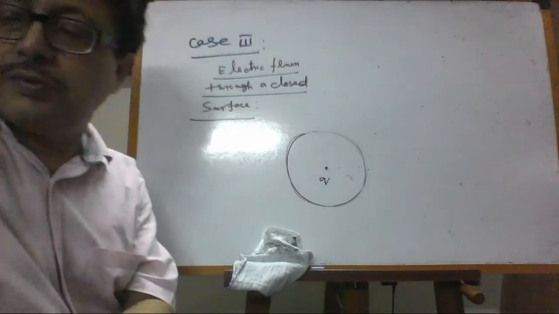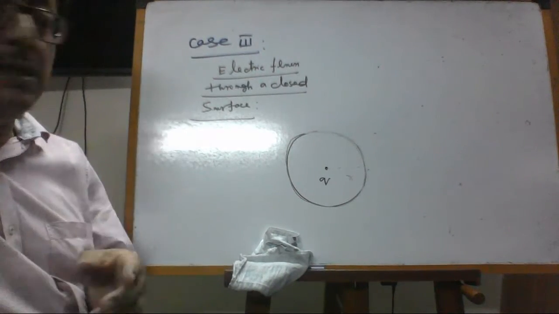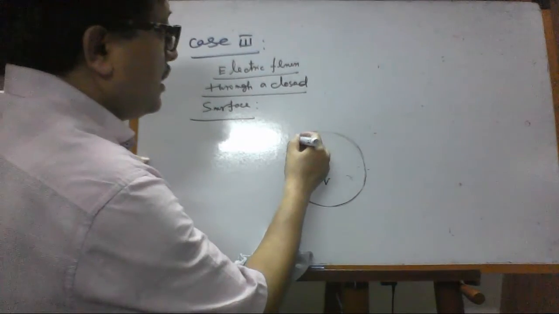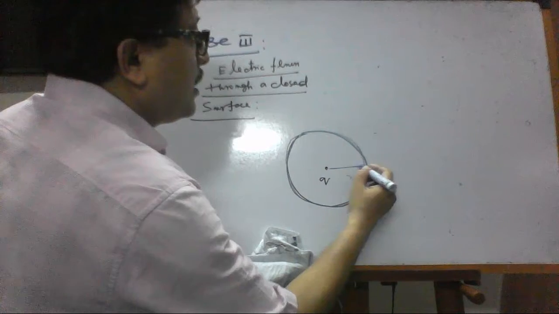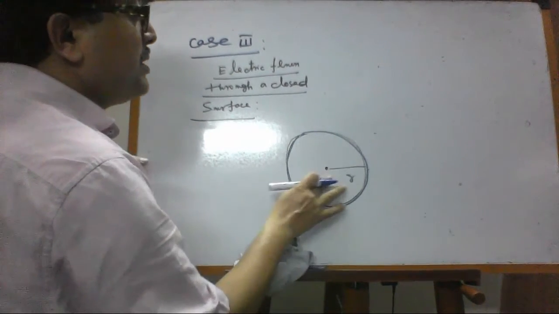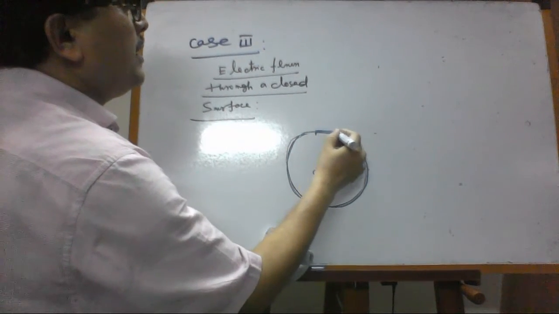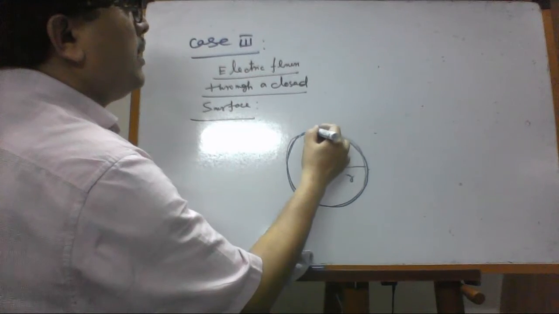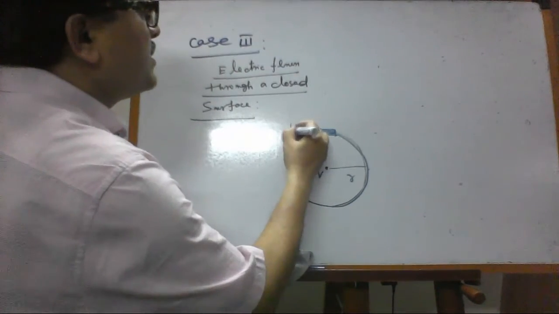How to? Just, this is a sphere of radius r. We imagine this charge Q is exactly at the center, and we imagine a small area ds on the surface. Okay?